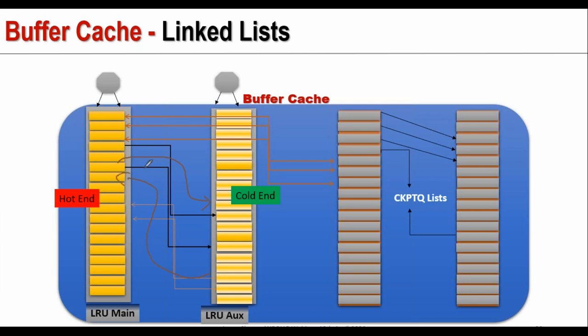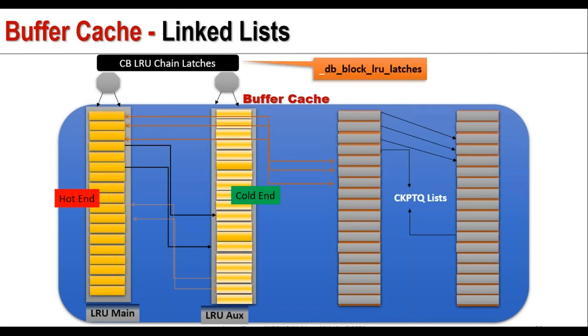And if a buffer is going to be dirty, it is made dirty from the main list, and then it is attached to the checkpoint queue list. There are going to be two: one where the buffer is attached, and the second one from where the buffer is written. So basically, these are the linked lists, not the hot and cold. Now, they are maintained by the LRU main chain latch, which controls how you load or access these particular buffers.